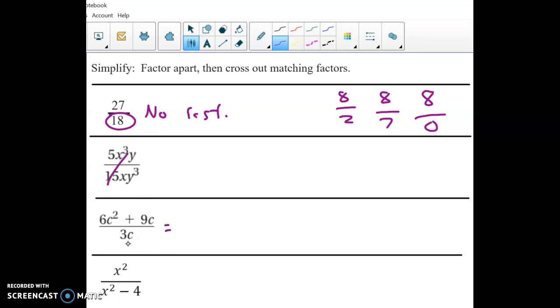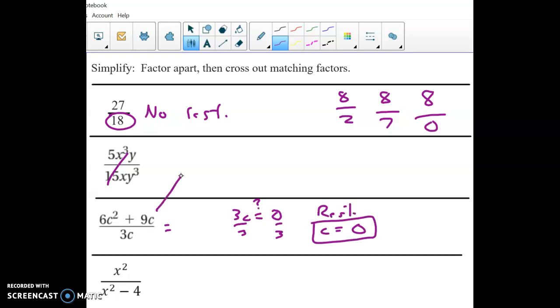So basically, you've got to think about what number will make the denominator 0. So when is 3c equal to 0 is the question. And that's an equation you can solve. If you divide by 3, we get c equals 0. And that would be considered a restriction.